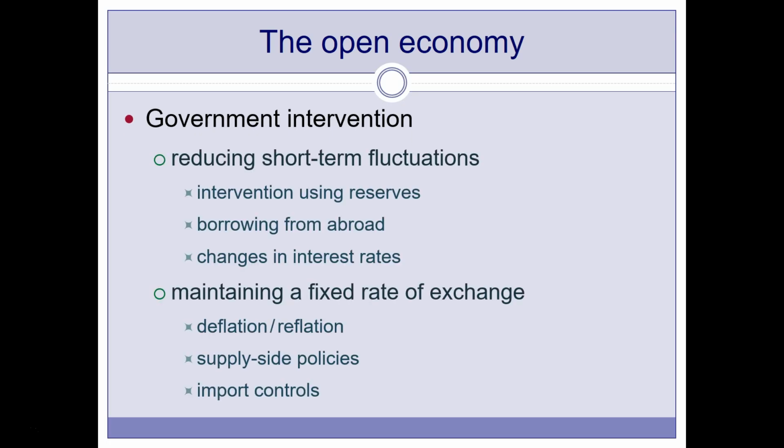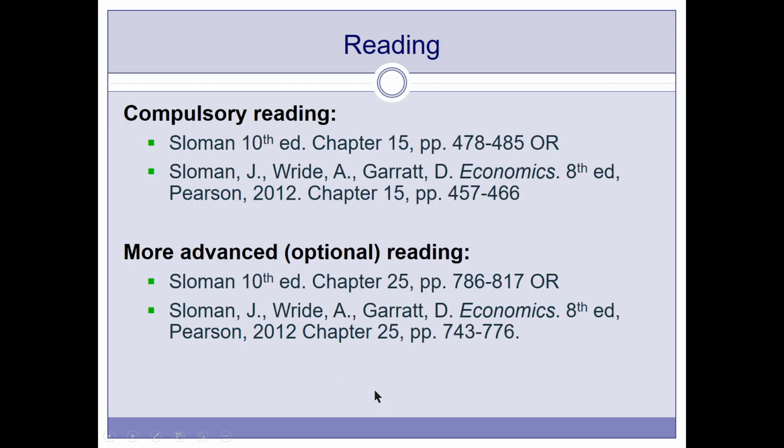So generally, government intervention within the open economy is aimed at reducing short-term fluctuations of the exchange rate or to maintain a fixed exchange rate in case this is in the best interest of the country. And there will be different tools used to achieve these objectives. For example, this can be done using interventions and reserves in forex markets, or via borrowing from abroad, or through manipulating interest rates, or by implementing deflation and reflation policies, and so on. So basically, this is what you need to learn for this particular topic.